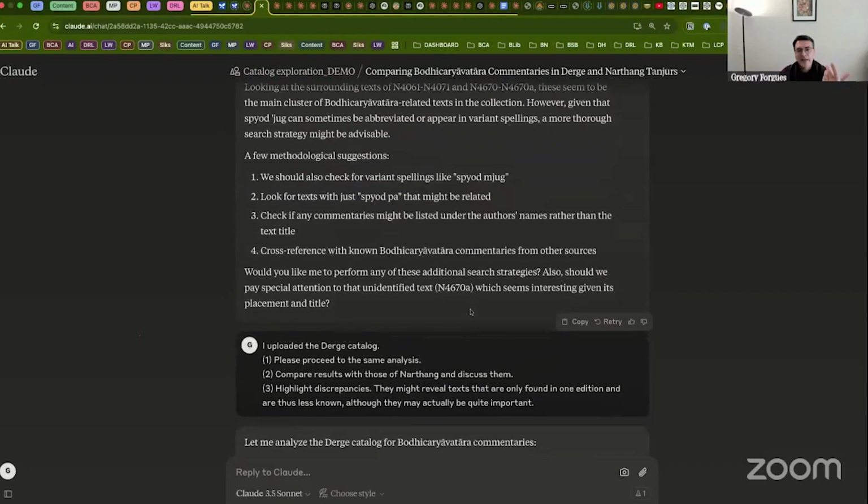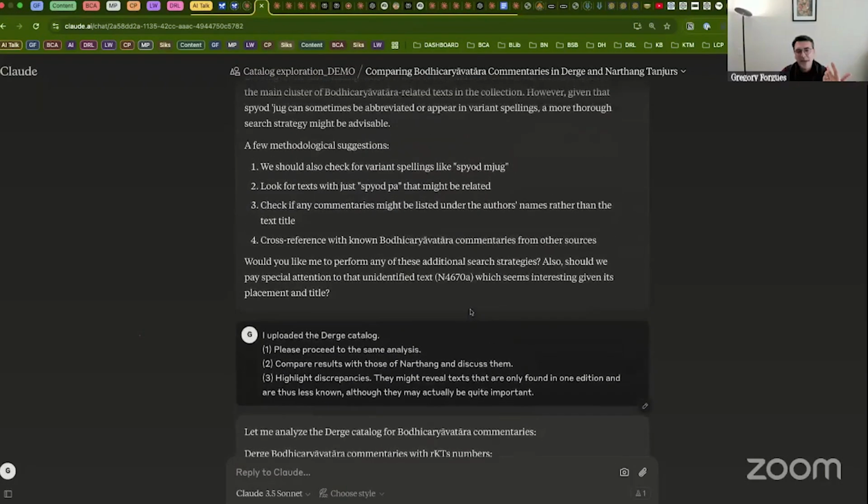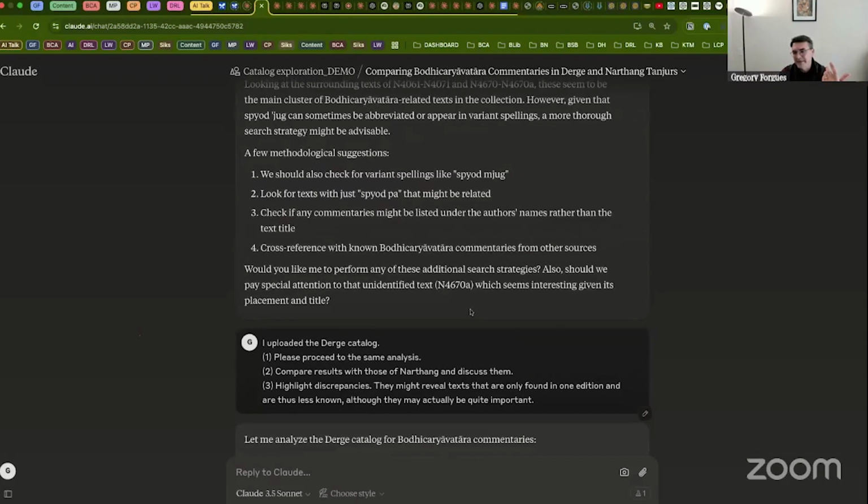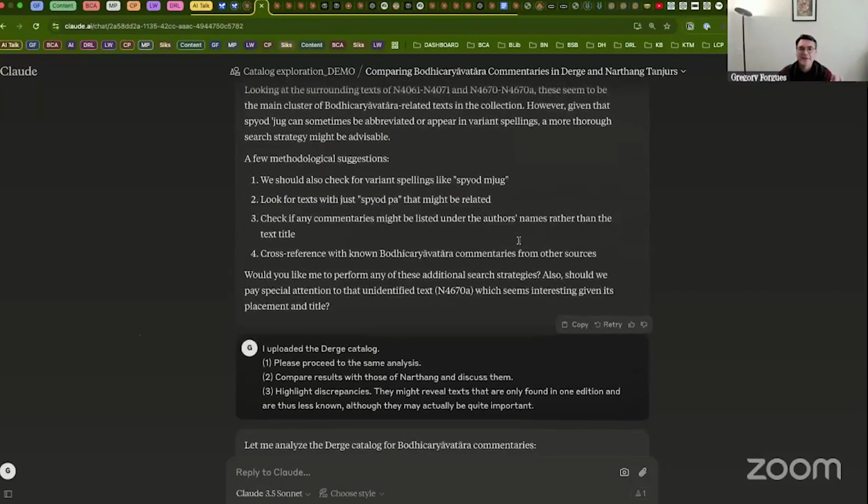And the reason why it's interesting is because they're not in the Derge Tengyur, amazingly enough. It's a commentary by Atisha in two parts, the Bodhisattva Bhashya by Atisha, and it's very interesting that the model can do that.